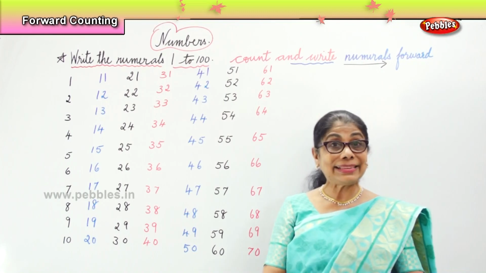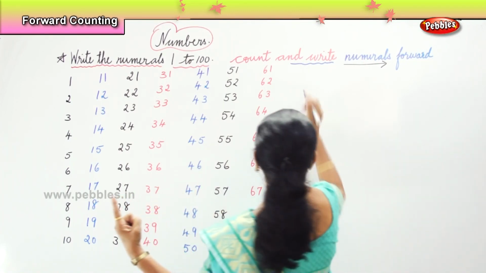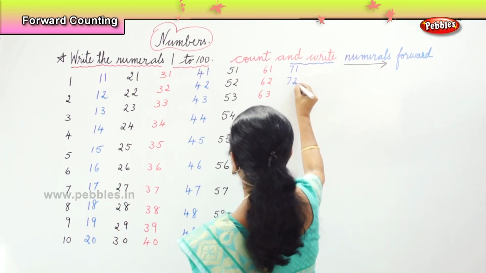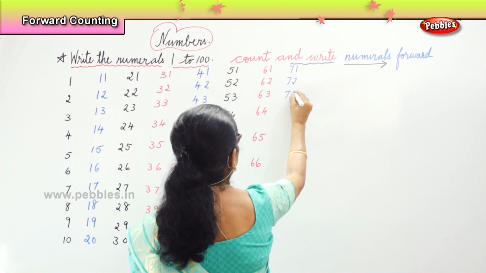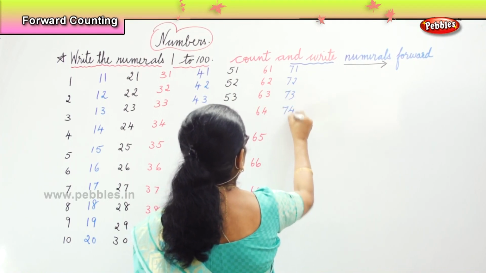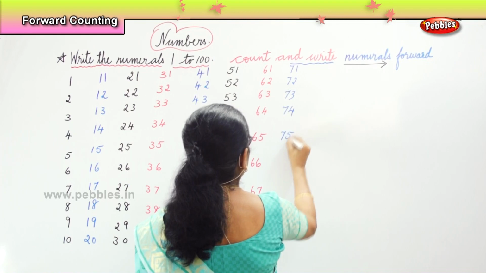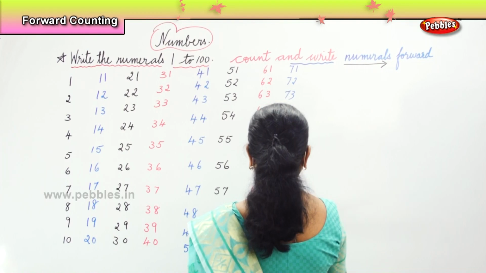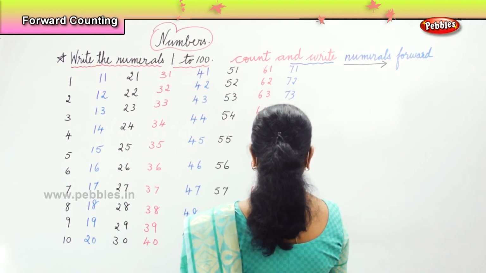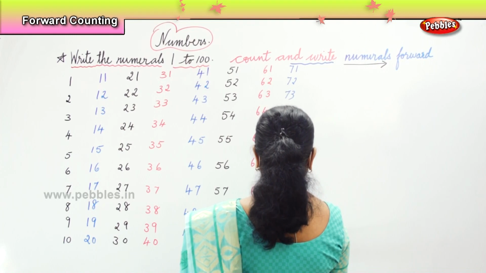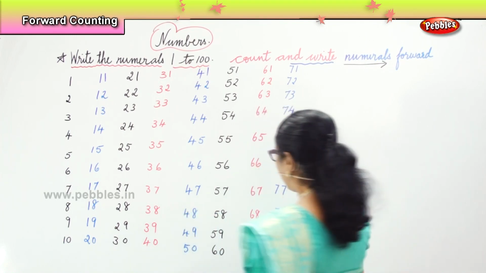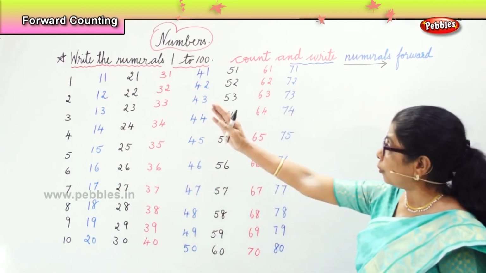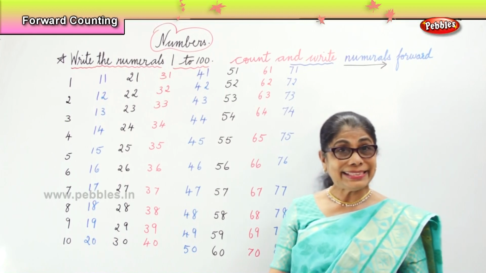Now we write 70, add on one more. 71, 72, 73, 74, 75, 76, 77, 78, 79, 80. What did we do now? We counted and we wrote numbers forward 1 to 80.